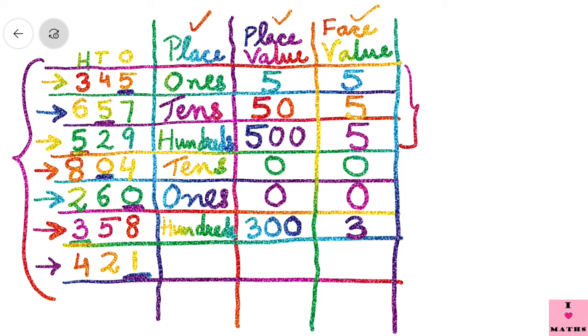In the number 421, 1 is standing at ones place. So its place is ones. Its place value is 1, because it is at ones place, and the face value is also 1.